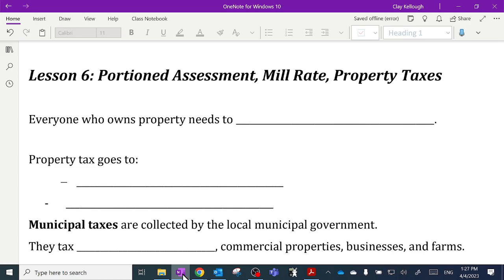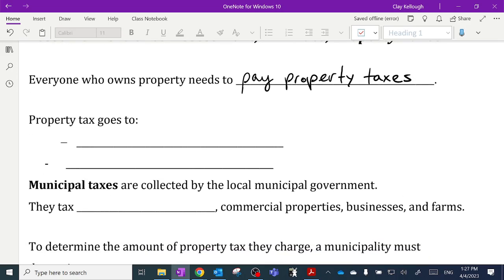Everyone who owns property needs to pay property taxes. What does that go to? Where do property taxes go? Well, I already kind of gave away one of them. The reason why this is my favorite tax is because it pays my salary. It goes towards paying, in large part, for the education system.